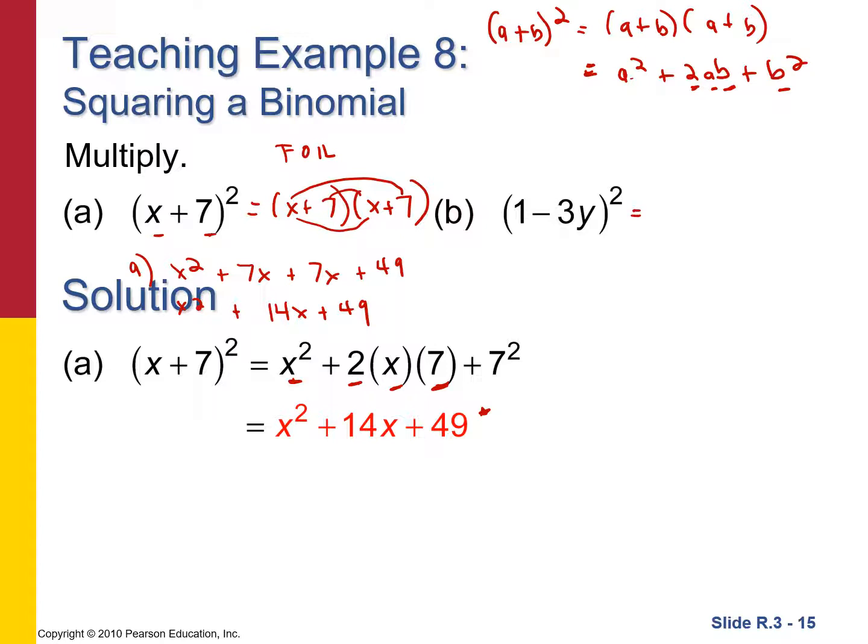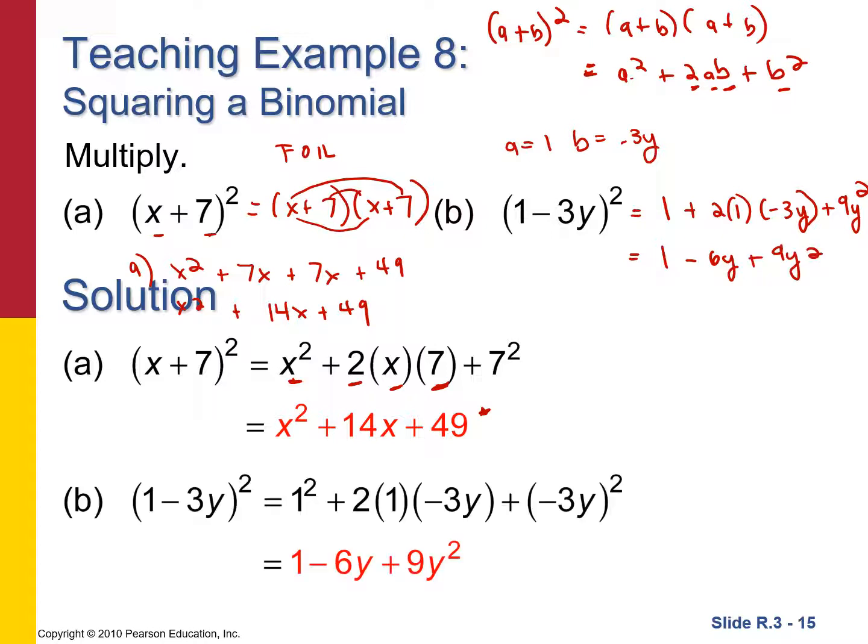So again, let's try this again. So in this case, a is equal to 1 and b is equal to minus 3y, right? So a squared is still just 1, right? Plus 2 times 1 times minus 3y, and then minus 3y squared. So this becomes plus 9y squared. Okay, and so if we simplify that, this becomes 1 minus 6y plus 9y squared. And that's what we get here.